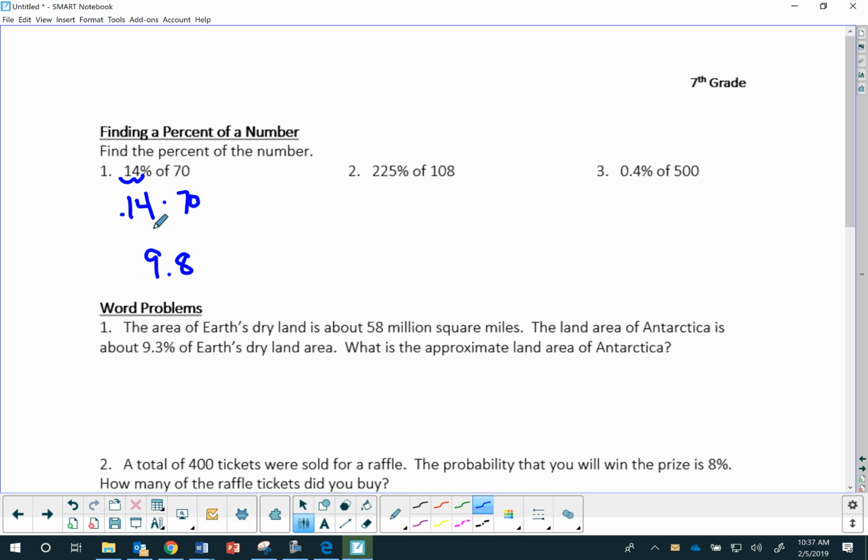Next, we're going to do the same thing, but we're multiplying 225% times 108. So when I move it 2 places to the left, I get 2.25 times 108. When I do that, you should get 243. I'm going to leave this last one for you to try. Remember, turn it into a decimal and then multiply by 500.